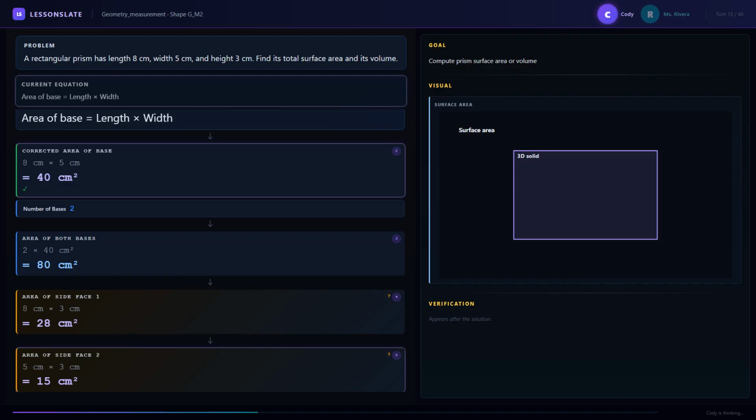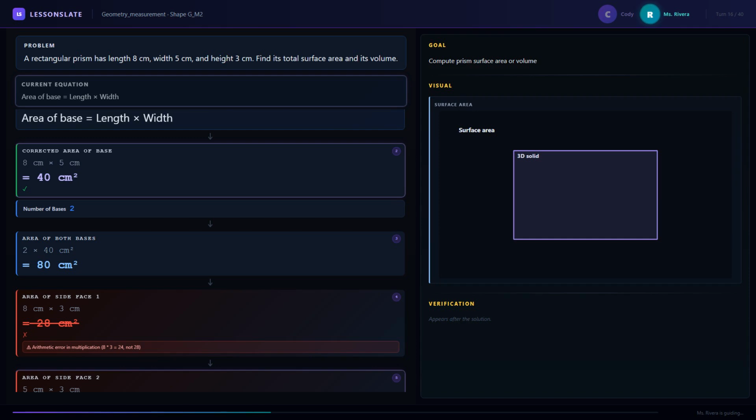Is that right? You've definitely got the right idea for setting up the calculations, Cody, multiplying the dimensions for each face. So for the 5 centimeter by 3 centimeter faces, 5 times 3 equals 15 square centimeters. That's perfect. However, let's just double check the first multiplication. What is 8 multiplied by 3? Oh, right. Another multiplication error.